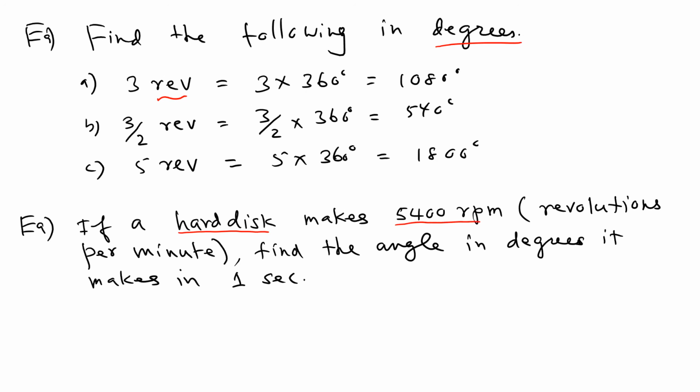5400 RPM. We use RPM for that. What does RPM mean? Revolutions per minute. That means how many turns it makes per minute. Find the angle in degrees it makes in 1 second. So our question is, in 1 second, what kind of turn is it going to make? What's the angle it's going to make? This is a very interesting question.